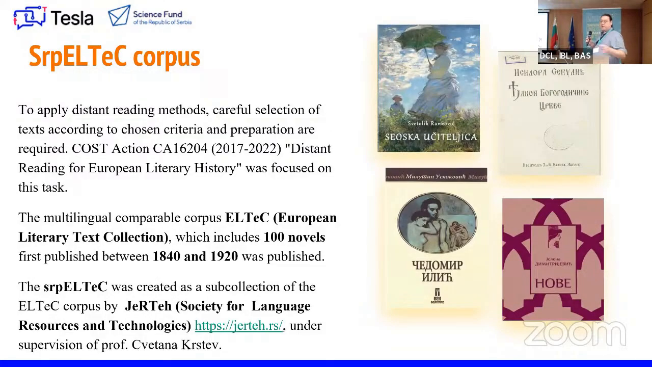The Serbian corpus is part of the Distant Reading for European Literary History, and it is available on the JERTEH site as a part of Aurora, under the supervision of Professor Svetlana Krstev. There are a lot of old novels there, and you can see some of them in the picture. I'm not going to talk much about that corpus because it has been described elsewhere.